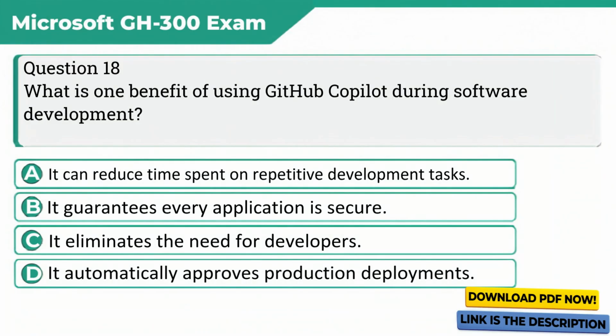Question 18. What is one benefit of using GitHub Copilot during software development? A. It can reduce time spent on repetitive development tasks. B. It guarantees every application is secure. C. It eliminates the need for developers. D. It automatically approves production deployments.